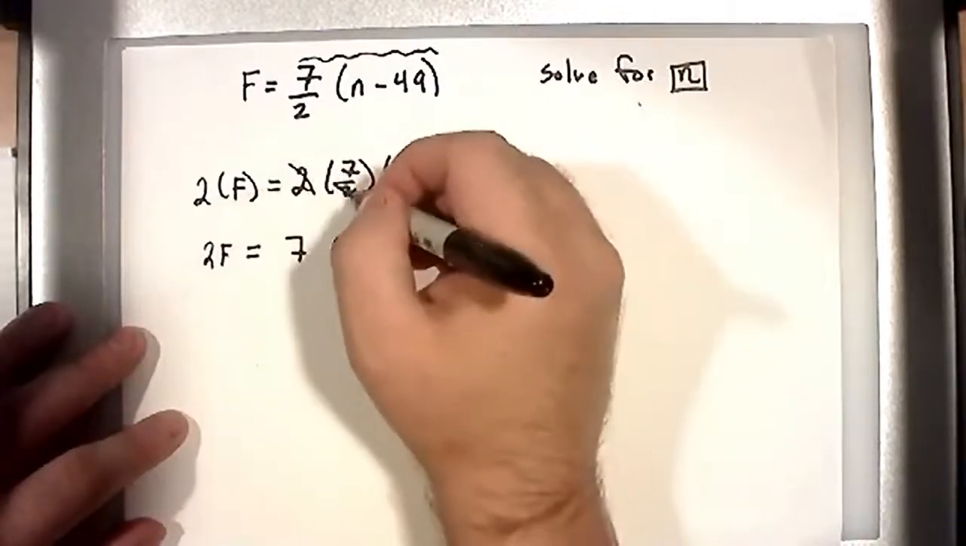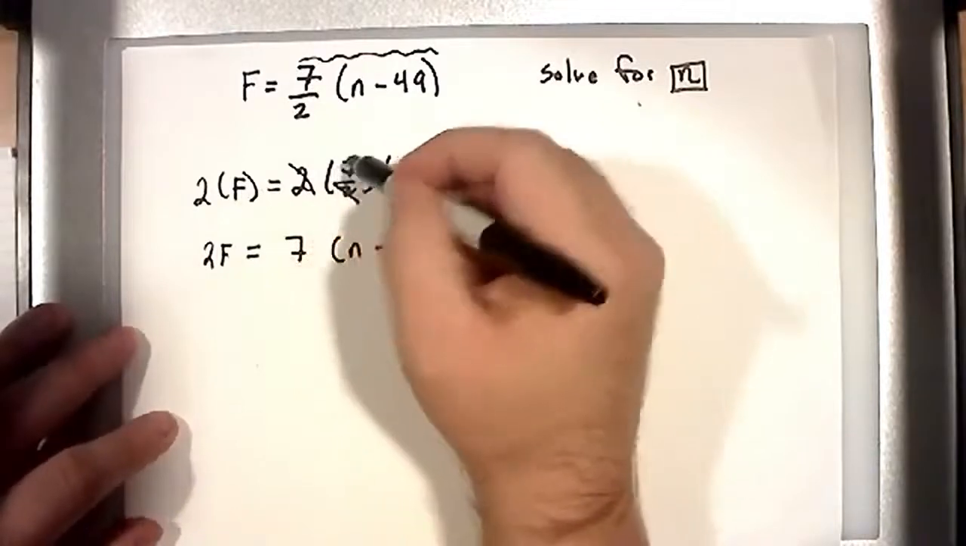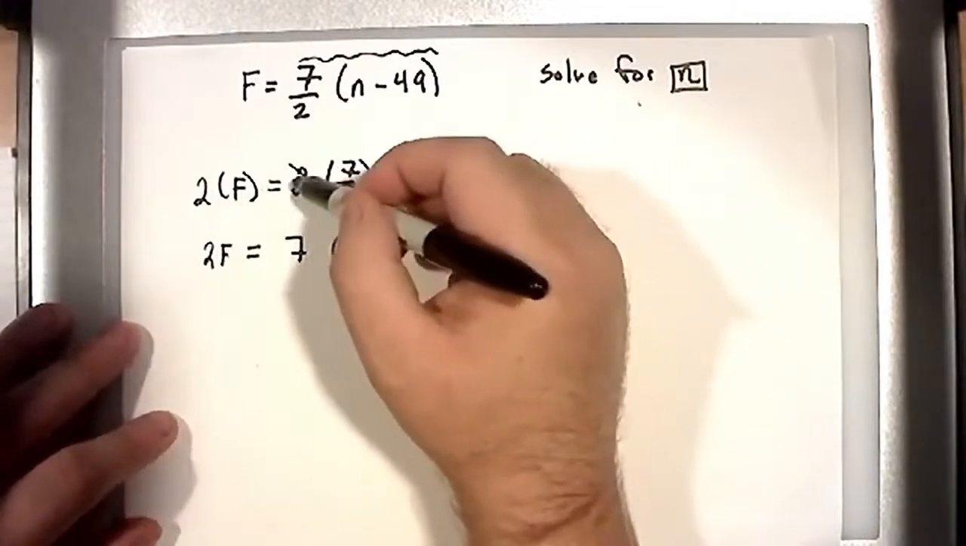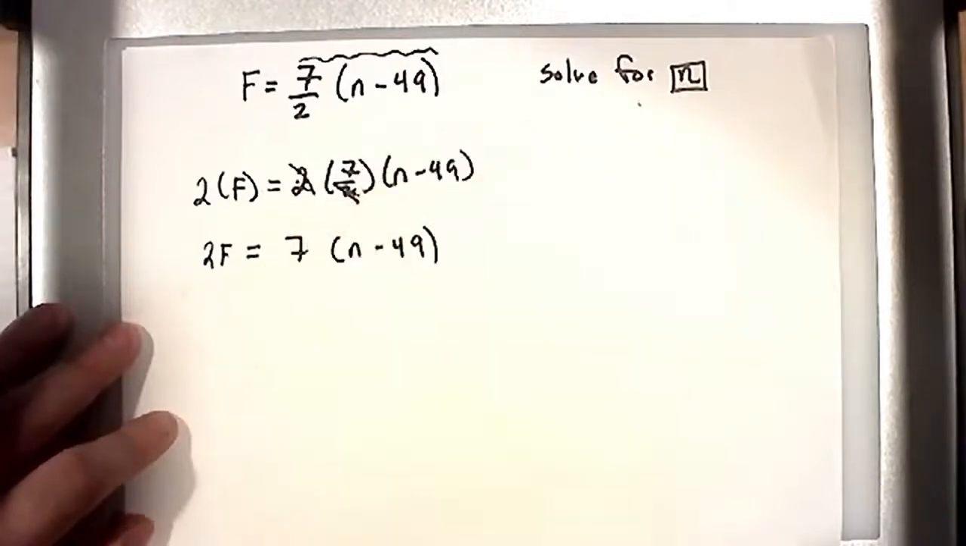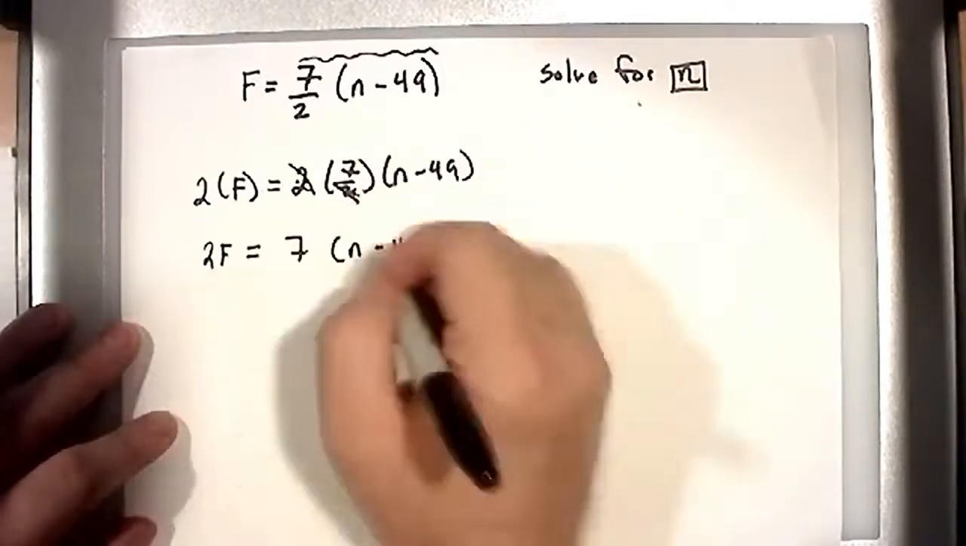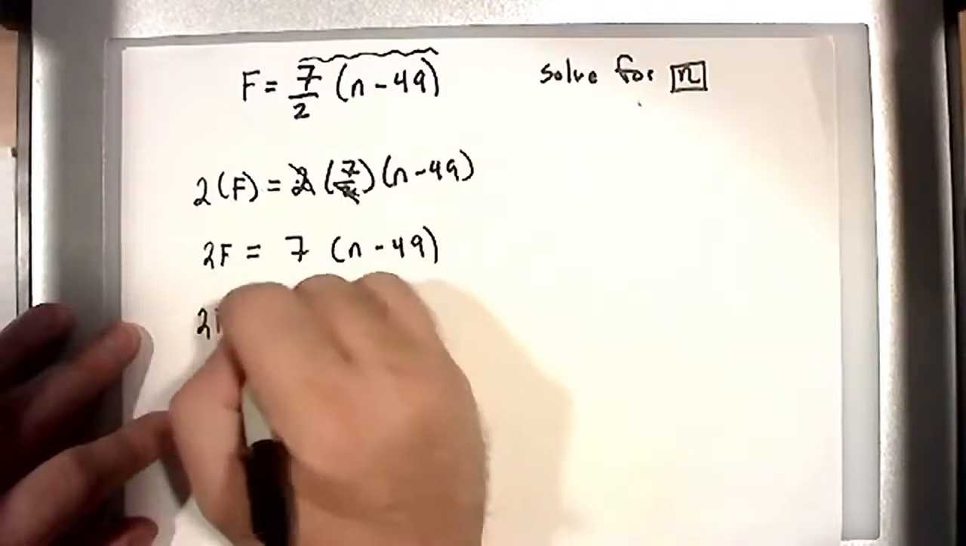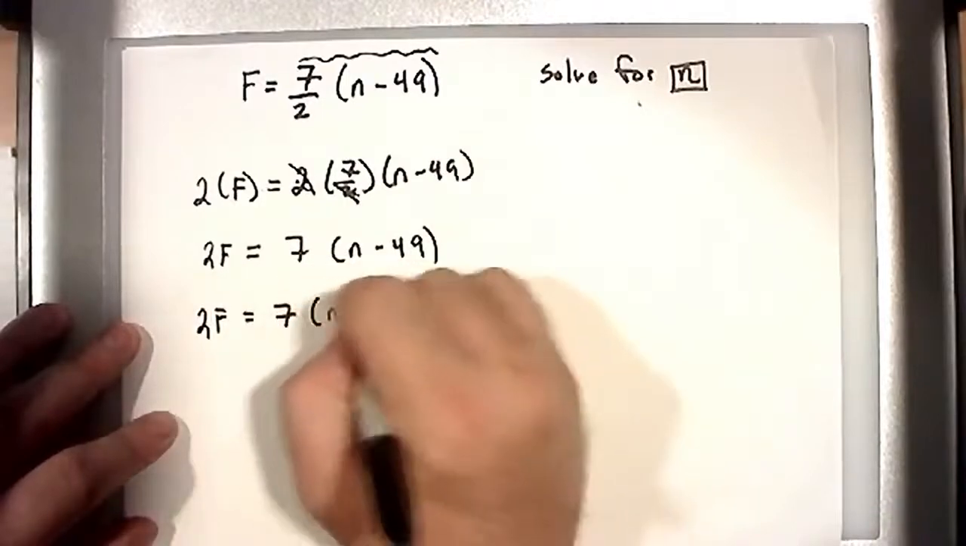Again, this was 7 divided by 2. That's what a fraction is. To get rid of division, I multiplied. The multiplication of 2 and the division of 2 canceled, and it just was left with 7. So now I have 2f equals 7, let's rewrite it. 2f equals 7 times n minus 49.